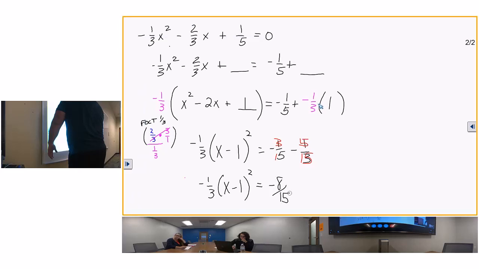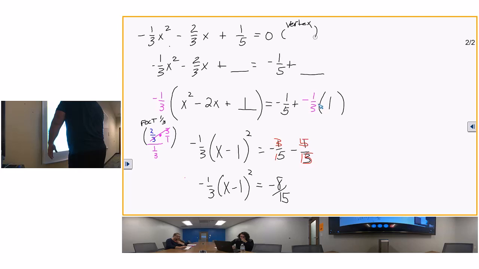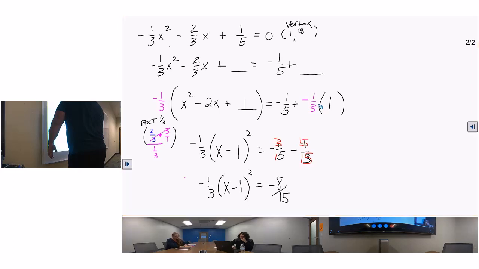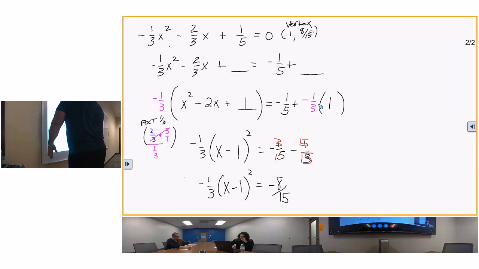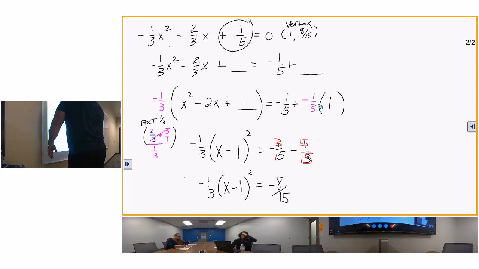So our vertex is 1, comma, 8/15, which is basically 1/2. And there's your y-intercept. So let's find our x-intercept. I'm gonna let y'all do that.